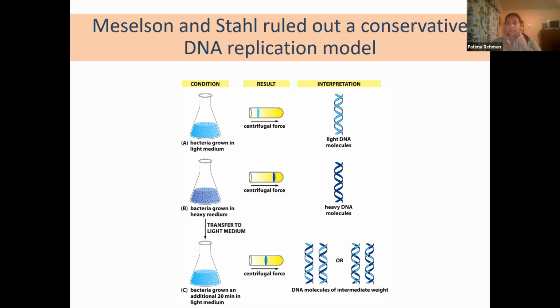Here, you're getting just a single band. So it tells you that it's definitely not the conservative model, and it's definitely that the new molecules are a mix of old and new. But it doesn't tell you how they are built. It doesn't tell you whether it's one strand old, one strand new, or whether each strand is a mix of old and new, right? So these were then your two interpretations, two possibilities for further examination.